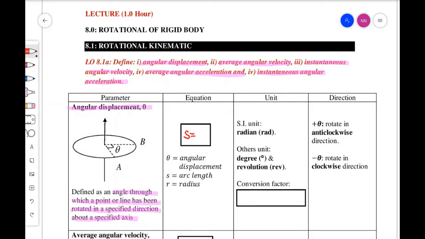where S is the arc length, R is the radius in unit meter, and theta is angular displacement. Theta must be in unit radian. Arc length should be in unit meter, and radius must be in unit meter as well.